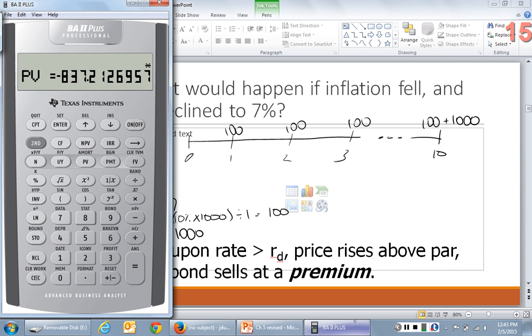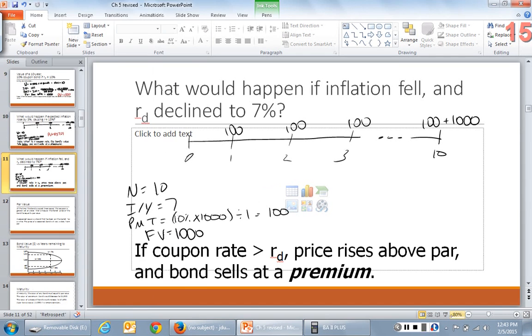So we can put this in our calculator. First step, clear your time value of money. N is 10, the interest rate is 7, payment is 100, and the future value is 1,000. We compute the present value. So now this bond costs $1,210.70.